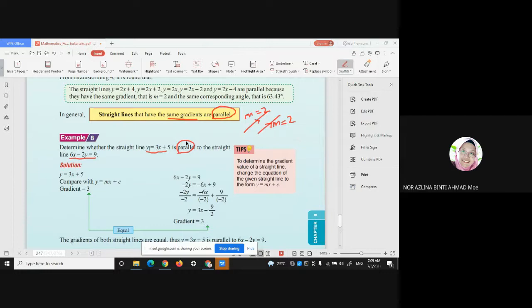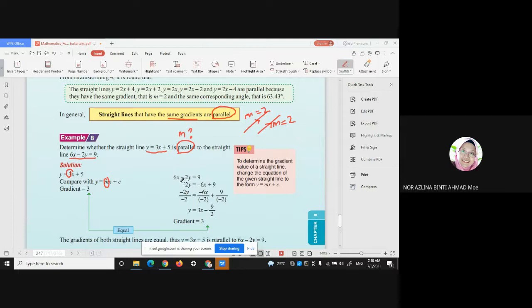So how to check whether the line is parallel or not? We need to find the value of m for each equation. What is the value of m? For the first equation, y equal to 3x plus 5, we know the general equation for straight line is y equal to mx plus c. So we do comparison. This is 3, this is m. So m equal to 3. This is the gradient for the first straight line.